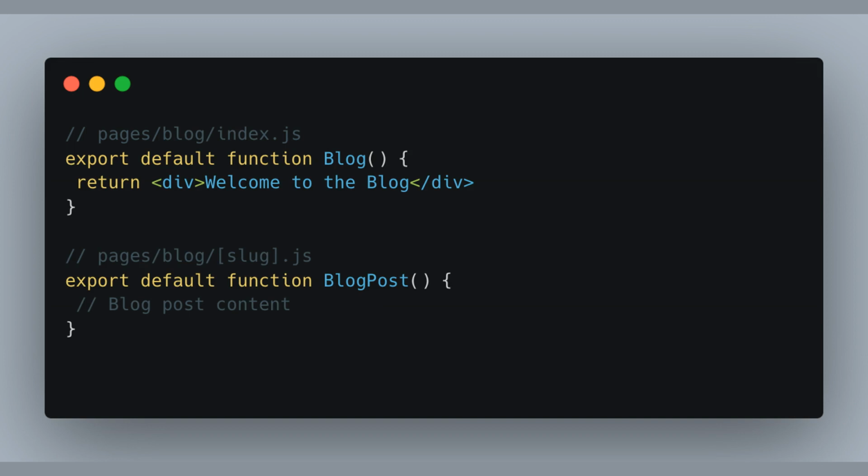NextJS also supports nested routes, which is fantastic for organizing large applications. For instance, we can create a blog section with its own sub-routes. We simply nest the files in a directory structure that reflects the URL structure. This hierarchical approach makes managing complex route structures much simpler.